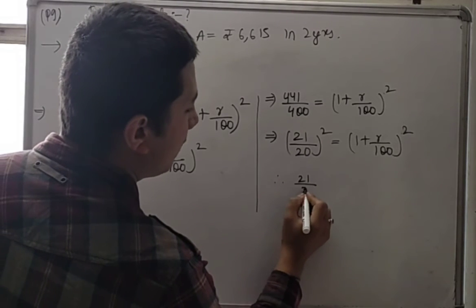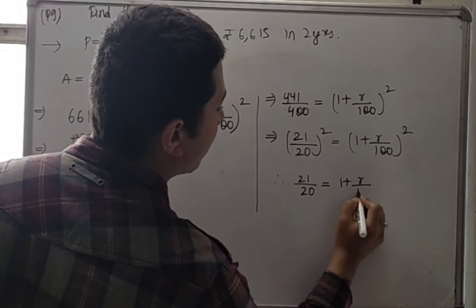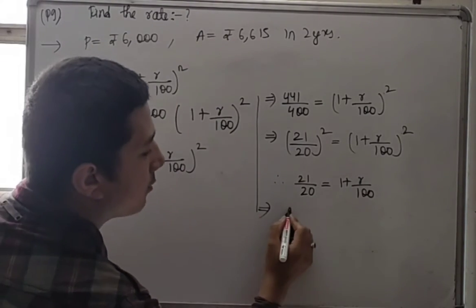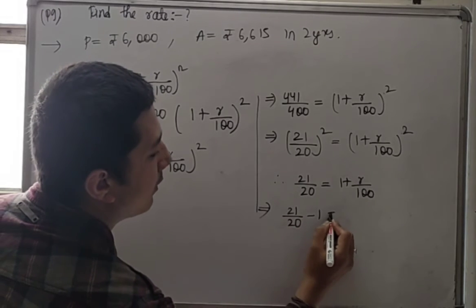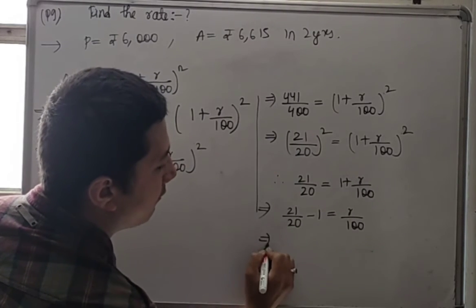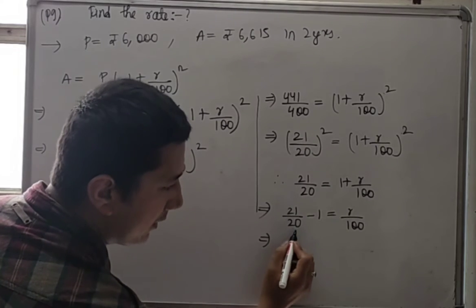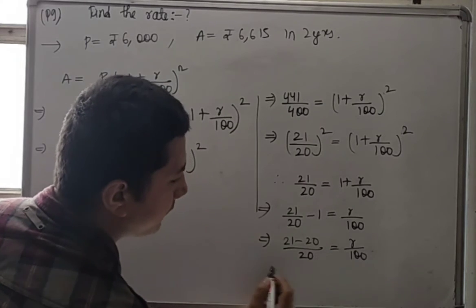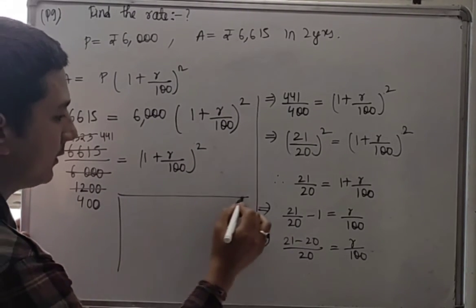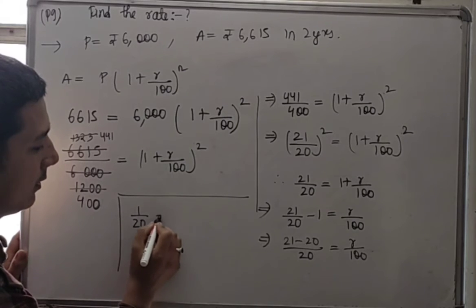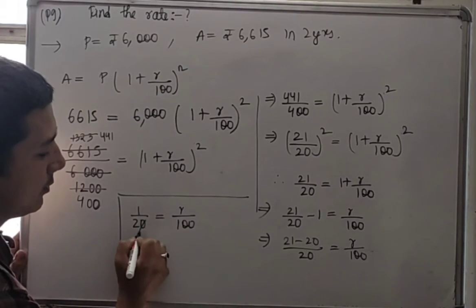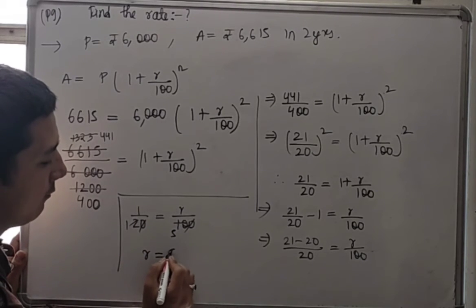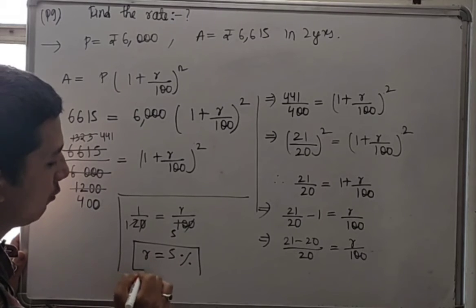So therefore 21/20 equals 1 + R/100. And from this, we can get the value of R, the rate. So 21/20 minus 1 equals R/100. So if you take the LCM, this will be (21 minus 20)/20 equals R/100. This again means 1/20 equals R/100. 0 0 gone, 2 1s are 2, 5s are. So if we cross multiply, R will be 5%. I hope you are clear with this.